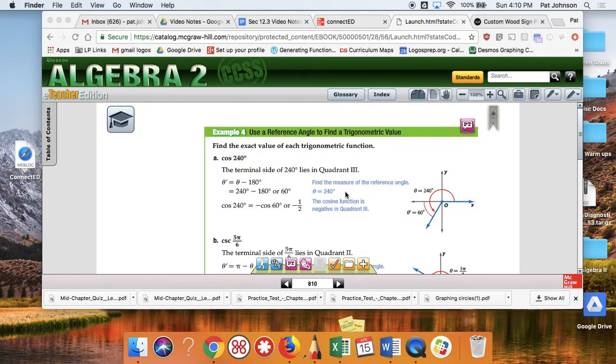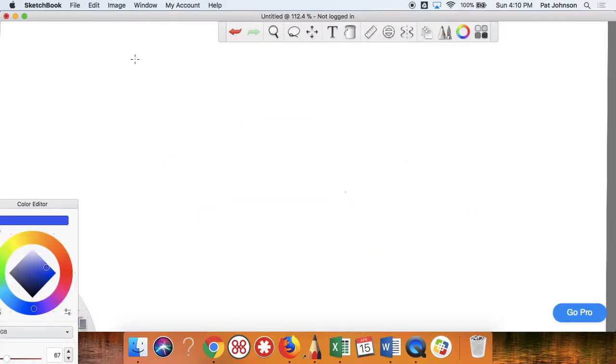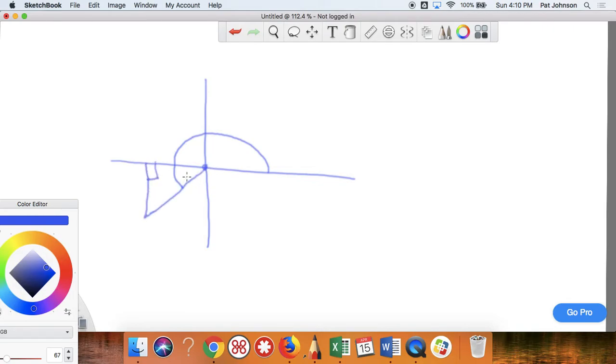So based on the reference angle, 240 is going to be, it's 180, it's going to be here somewhere. Correct? And we make the right triangle to the x-axis. So if this is 180, it's in quadrant 3. 240 minus 180 is going to give me 60 degrees. So my reference angle right here is 60 degrees.